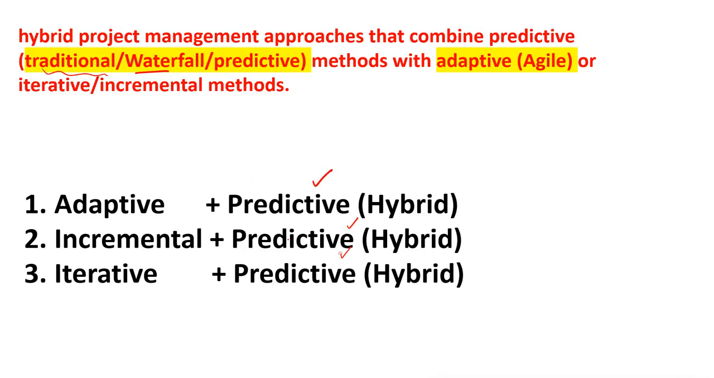predictive will be part of the hybrid plus another life cycle. Maybe we will add predictive and adaptive. Now you should know the meaning of adaptive, agile, predictive and incremental, or predictive and iterative. So these are the hybrids. So now we will discuss one by one.